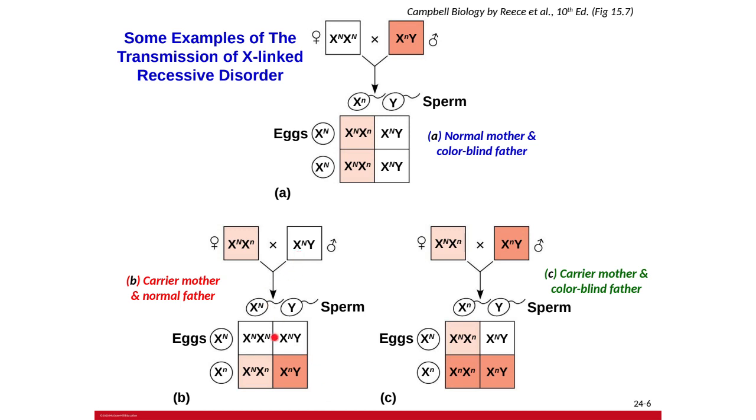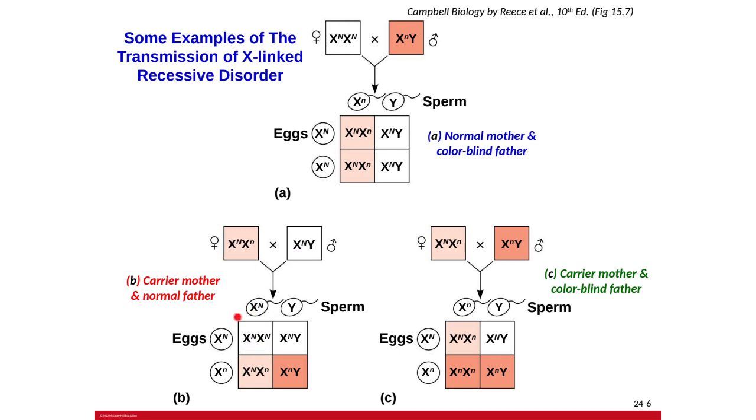Now let's look at what happens to the daughters in this family. Well, in this case, the male is unaffected. He has normal vision, so he can pass on his X big N. And the female can pass on X big N, so that's one possibility here.